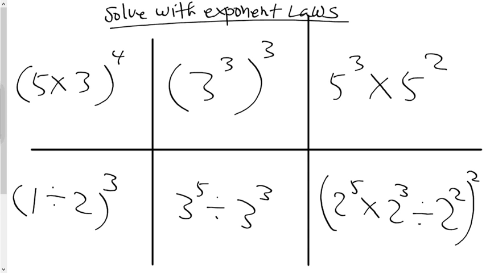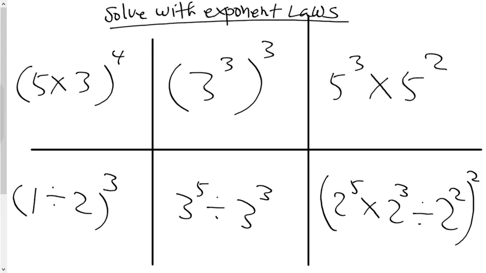Okay, this is a review of the first 5 laws. We didn't go over the 6th law yet, but these are the first 5 laws in action and how to solve these questions using what we would call exponent laws. So the first one gives us the product of two numbers to an exponent.